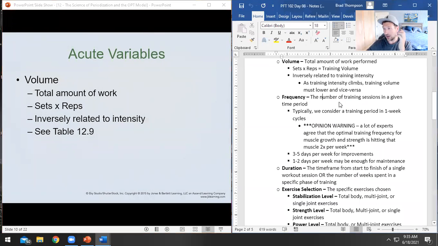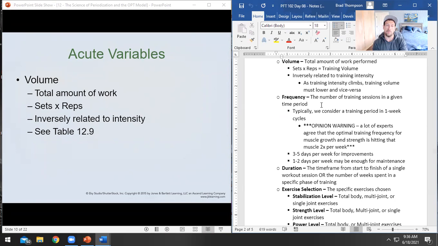Now, there is also another thing to remember. As your training intensity climbs, your training volume overall has to drop, because you cannot do high volume and high intensity, right? That's a great way to just make the system break down. You're just going to break the body if you do that, right? And that's definitely not something we want to do.